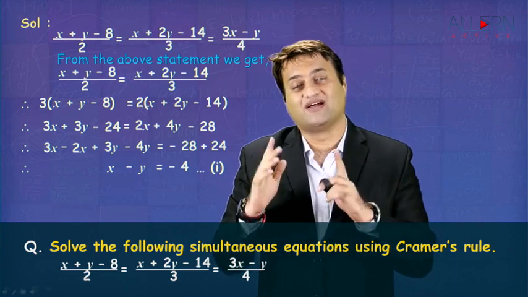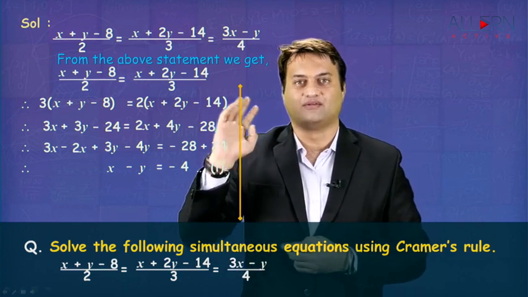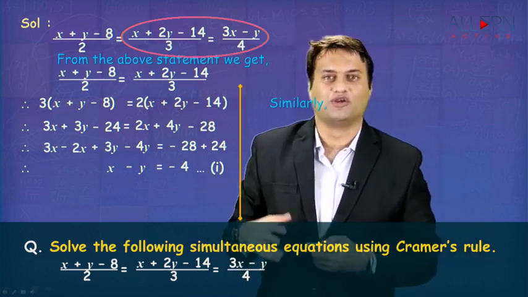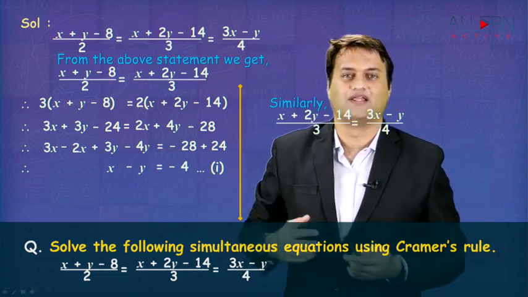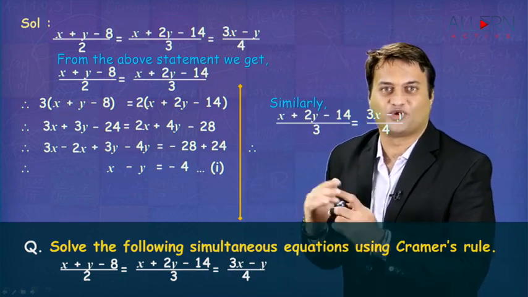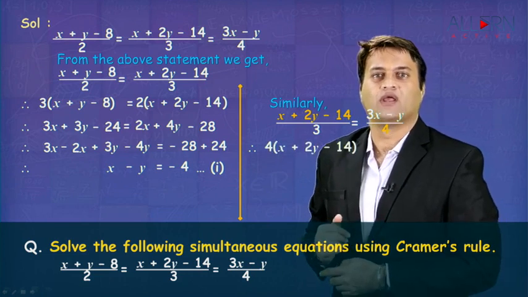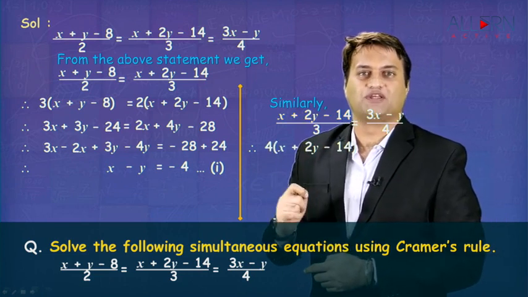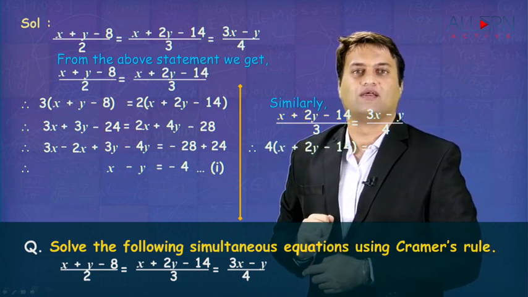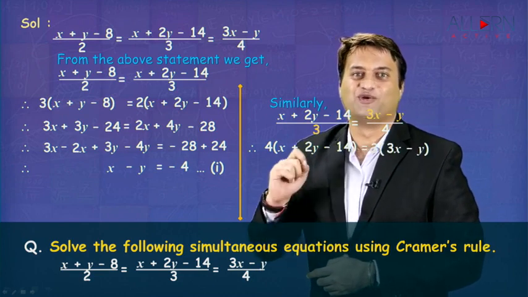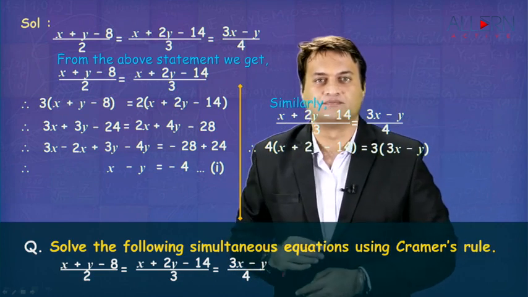Now similarly consider one more possibility, say second ratio is equal to third ratio, right? Let's simplify this. Let's cross multiply again. What we get? 4 into (x + 2y - 14) is equal to 3 into (3x - y), right?